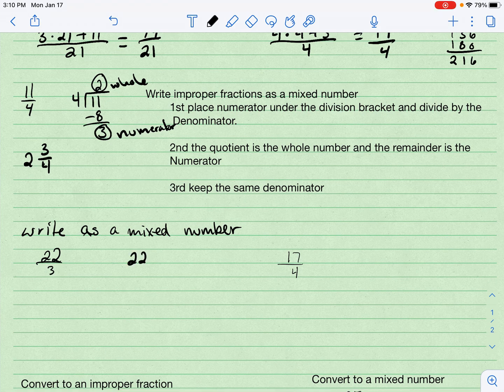Okay, once again, following the same steps. Numerator is under the bracket. 3 is out in front. 3 can go into 22 7 times. Once again, that's our whole number. 7 times 3 is 21. Leaves us with a remainder of 1. This is our numerator. So we put our whole number out front, 7. Our remainder as our new numerator, and we keep our denominator.